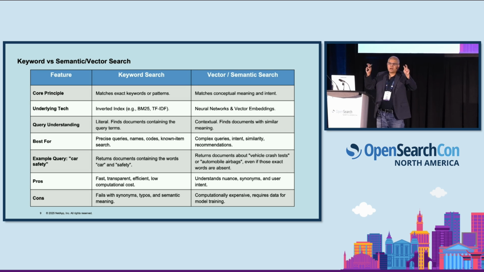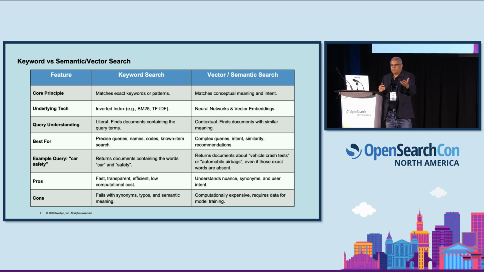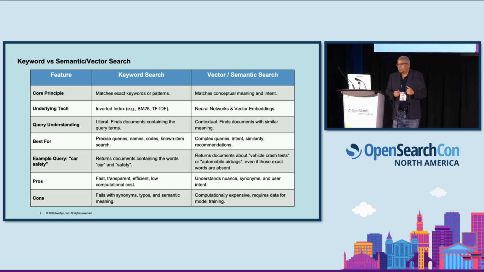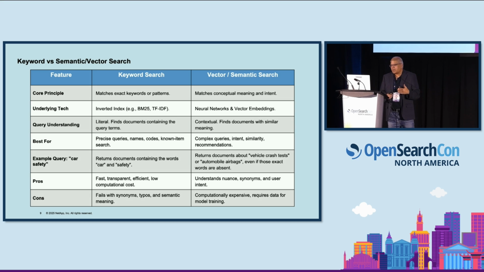Like if you search "car safety," keyword search will look for car and safety or a few other combinations, but will not go beyond that. Semantic search, on the other hand, may come up with documents or results like vehicle crash tests or automobile airbags and things like that. So the keyword search pros are it's fairly fast, it's efficient, and the computational costs are low. But the cons are if there are synonyms or typos, it doesn't go beyond the literal search.